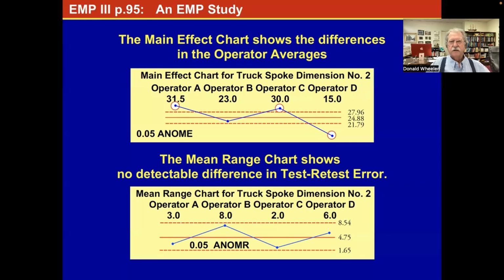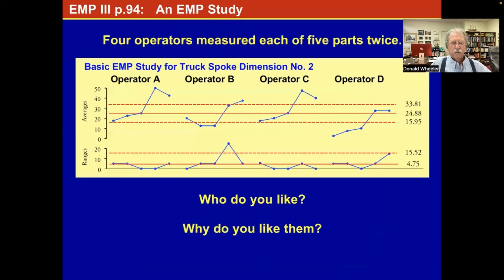The jig was designed for you to seat the part by pushing on it. B and D, with a flick of the wrist, are pulling on it. And pull versus push is the difference here. When they pull on it hard enough, they unseat the part, which gives them a big range and a funny average.